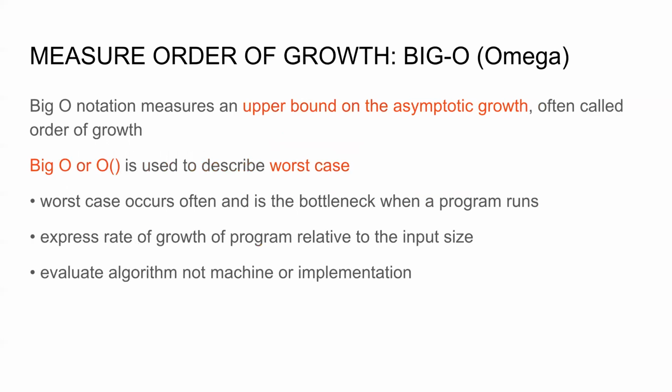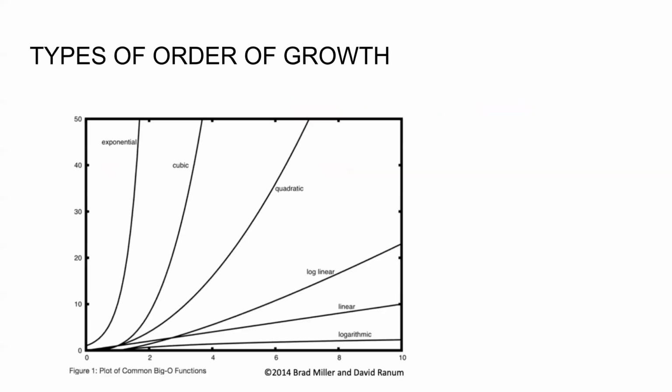Okay, so here comes the big O notation. O means omega. Big O notation measures the upper bound on the asymptotic growth, often called order of growth. We often write it as O of something in parentheses, and in the parentheses there will be different expressions to represent different orders of growth. And remember, that's to measure worst case scenarios. It expresses the rate of growth of a program related to the input size, and we're evaluating the algorithm itself, not the machine or implementation.